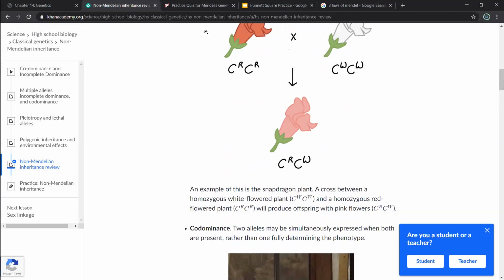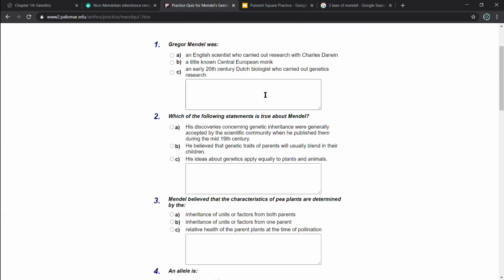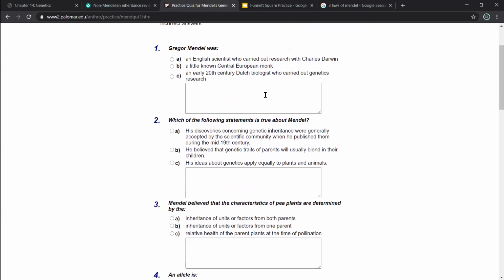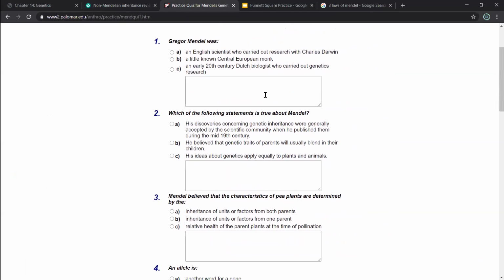So for the last, let's say 15 minutes, we just have a little quiz here. This has some other information that we can go over. Question 1, Gregor Mendel was A, B, or C? We didn't really cover this. The answer is B, little known Central European monk. Any of you got that, good job.